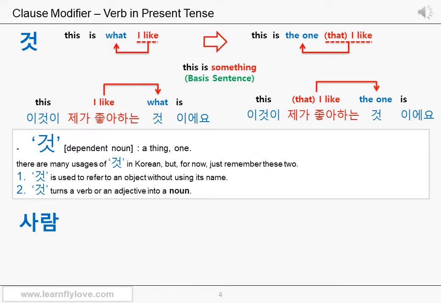Okay? You see what we meant now? So please try to make a sentence in the second way all the time. It's much easier for you. Let's see the next sentence. This is the person who I like, or that I like.